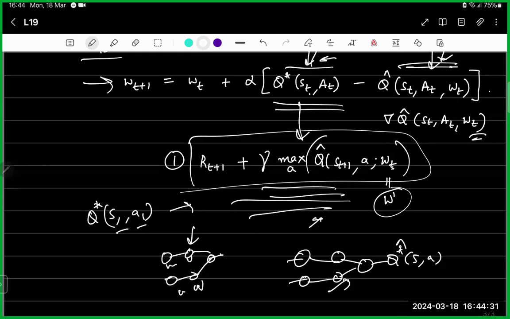For this network, you are doing the SGD. You are maintaining two copies. One is called the target Q network. This is the target Q network. This is the Q network which you are learning. So what you will do is you will fix your weights randomly.